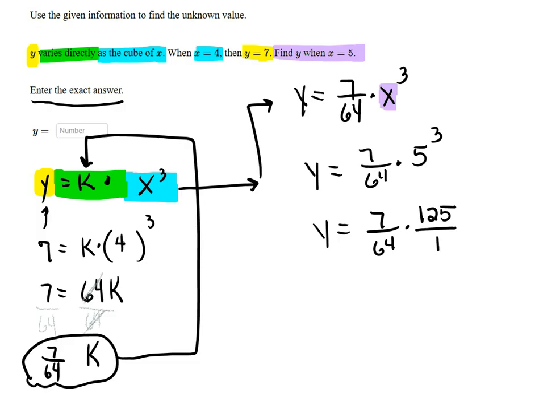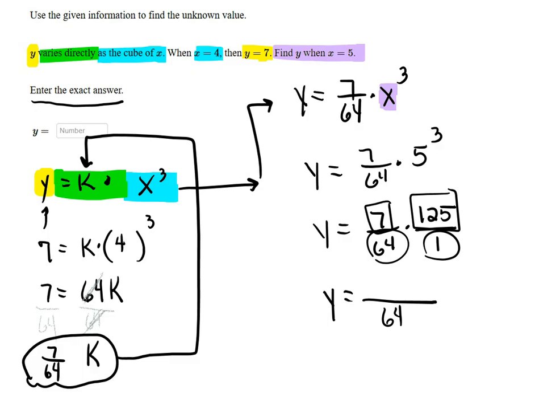Or you can say it's 125 over 1. Unfortunately, I can't cross cancel anything. 7/64 doesn't reduce, and 64 and 125 have no common factors. The only thing I can do is take denominator times denominator. 64 times 1 is 64, and then 7 times 125 would be, is it 875?